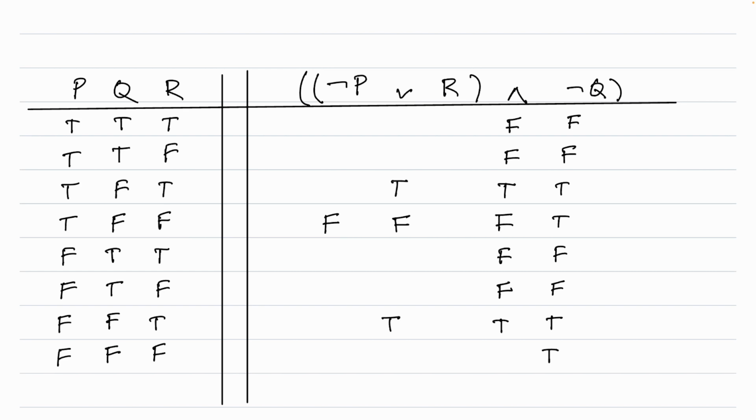In row 8, P is false, so not P is true, so not P or R is true. So both conjuncts of not P or R and not Q are true, hence that conjunction is true. That completes the truth table for not P or R and not Q. We've shown what its truth value is on each possible valuation of its atoms.